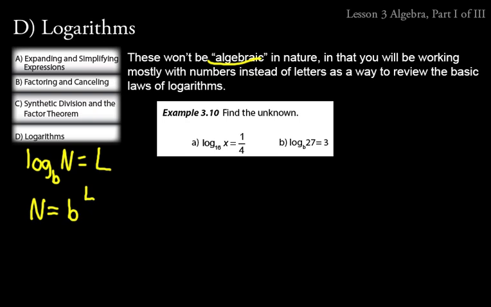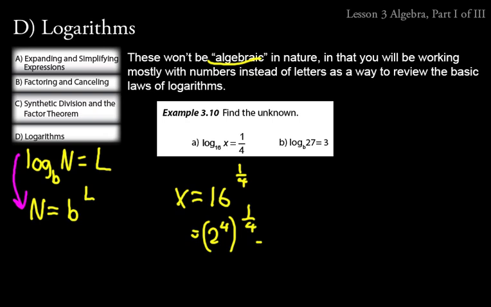So that's what we'll do, is we're going to be going from here to here, rearranging and solving for what we need to. So in A, let's just rewrite that as x is equal to a base of 16 to the 1/4 power. There are different ways we could do that. We could think what times what times what times what. That would be a 2. We could also think, well, 16 is 2 to the 4th. That to the 1/4 power. Multiply those powers together and you get 2.